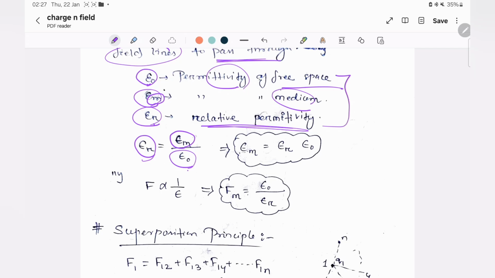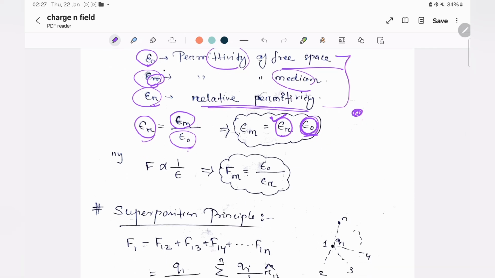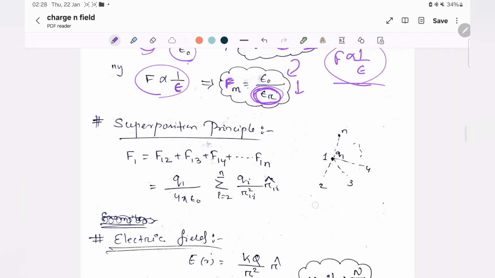So how can we find the permittivity of any medium? It is the multiplication of epsilon r and epsilon naught, so epsilon m is epsilon r times epsilon naught. It sounds a bit confusing, but it is simple: epsilon m equals relative permittivity times permittivity of free space. In the case of force, it is inversely proportional to epsilon, so the force in the medium decreases by a factor of epsilon r. As it is inversely proportional to the permittivity, the force decreases as I introduce any medium here.